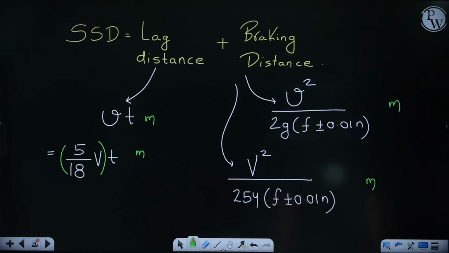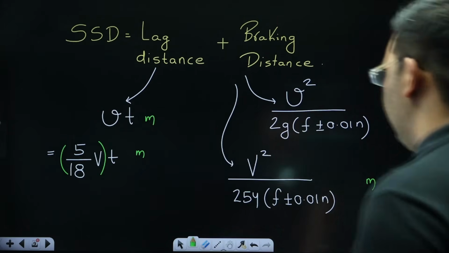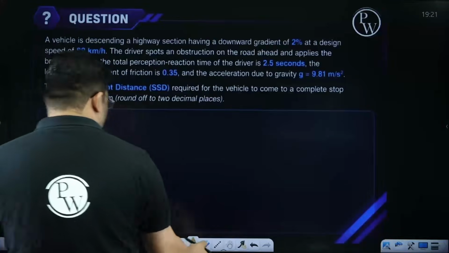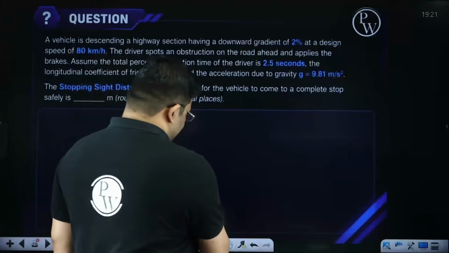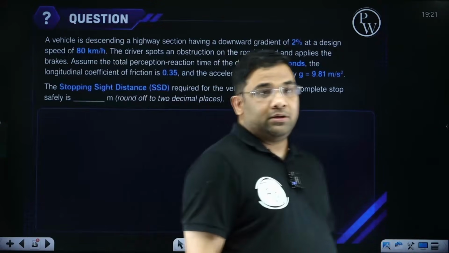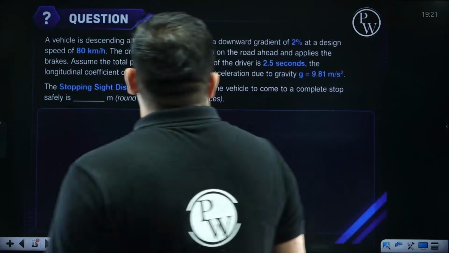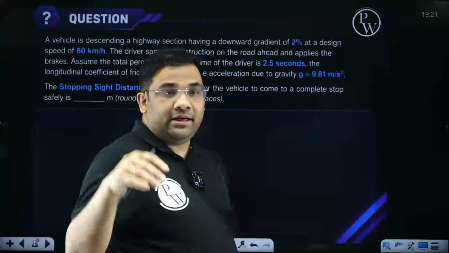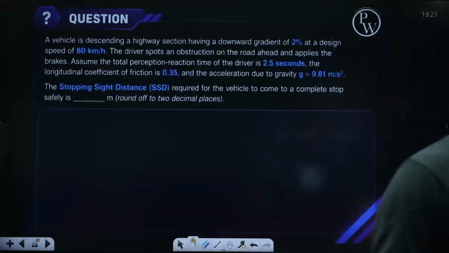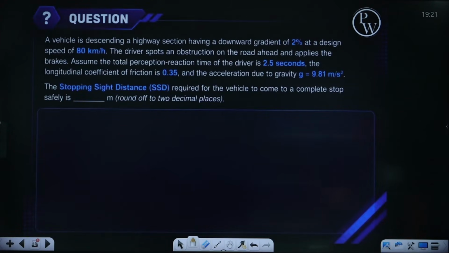Let us solve 2 questions and then 1 question will be homework. Let us start. So the first question is a very straightforward question which is asked in GATE. Repeatedly they ask such questions in GATE. These are very standard GATE questions. So what is written here? A vehicle is descending a highway section on a down gradient. Down gradient means it is going down, the slope is negative. So in that it is given 2% and speed is given 80 km per hour.